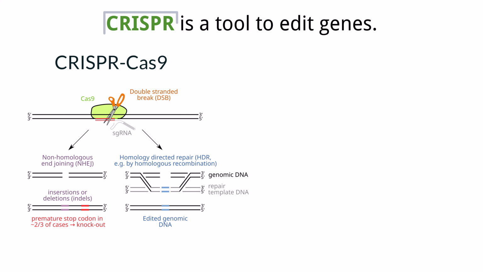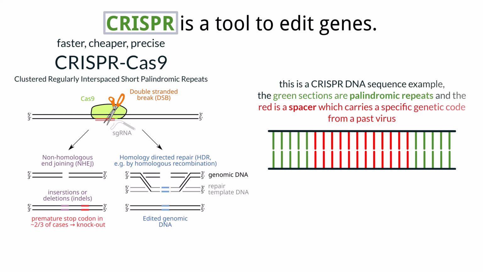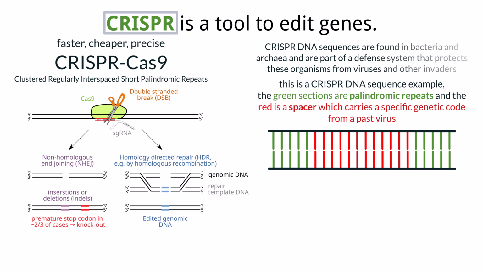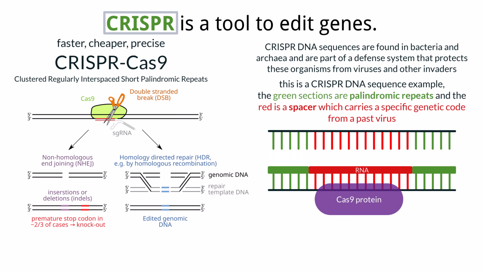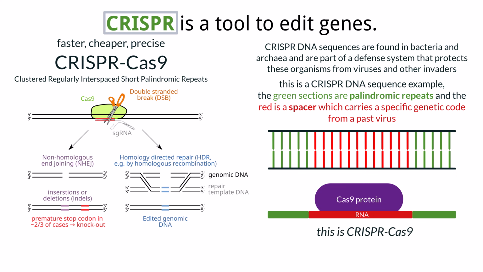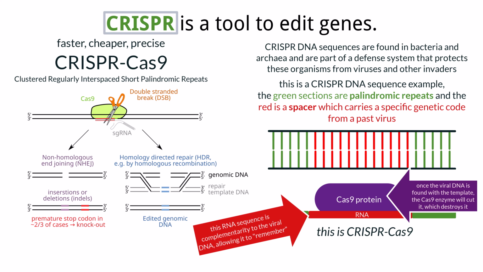CRISPR-Cas9 is a tool that makes gene editing faster, cheaper, and more precise than ever before. CRISPR stands for Clustered Regularly Interspaced Short Palindromic Repeats. It originally comes from bacteria, where it functions as a natural defense system against viruses. CRISPR and Cas proteins allow bacteria to remember viruses they've encountered in the past and essentially destroy the virus by cutting the viral DNA. It is used in a similar way by scientists to cut and modify genes in other living organisms.